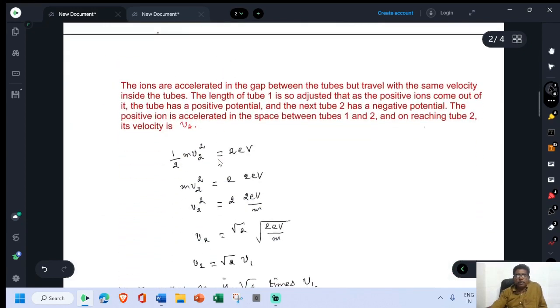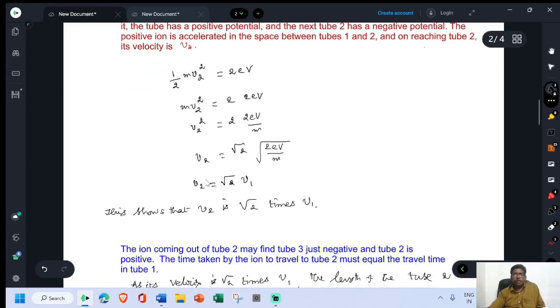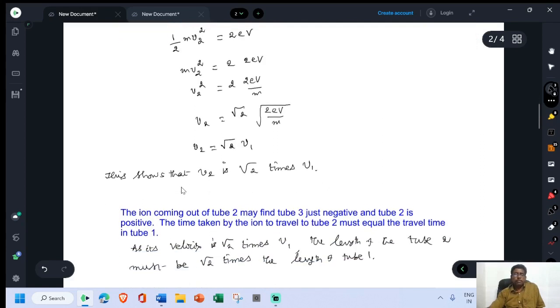Now, half m v2 square is the kinetic energy of the ion when entering the tube 2. That is equal to 2 times charge into potential. From this, v2 is equal to root 2 times v1. This shows that v2 is root 2 times v1.